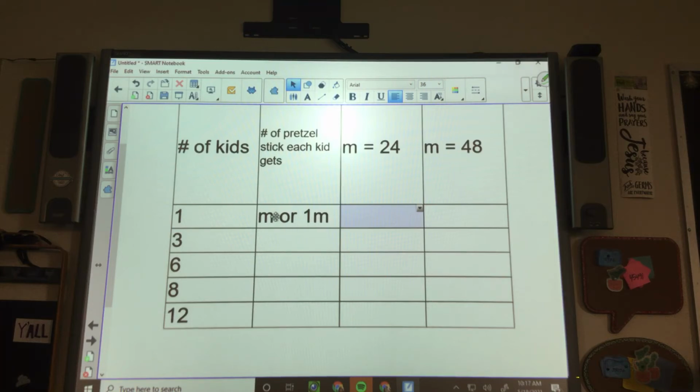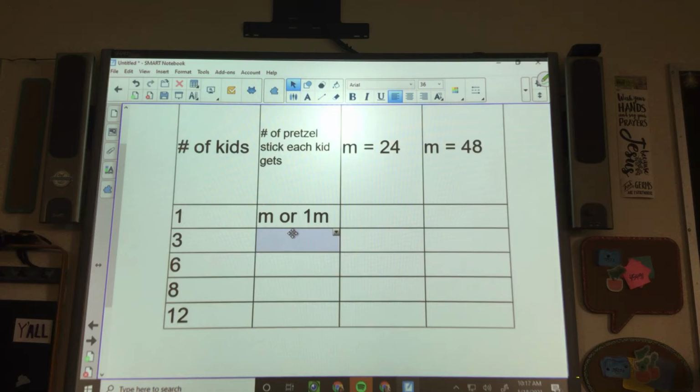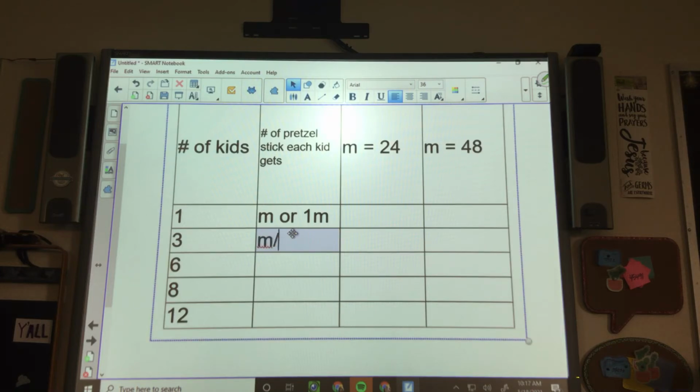24 over 3? No, it's M over 1. It represents the number of kids sharing the pretzel sticks. So this is M, but this over here would be M over 3. M divided by 3. The next one would be M divided by 6, because in this case you have 24 total pretzel sticks.